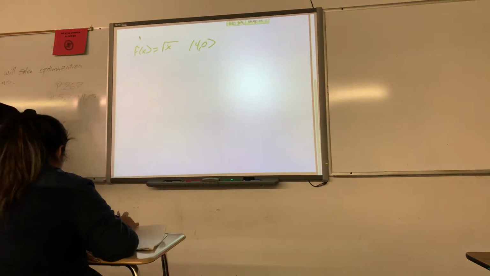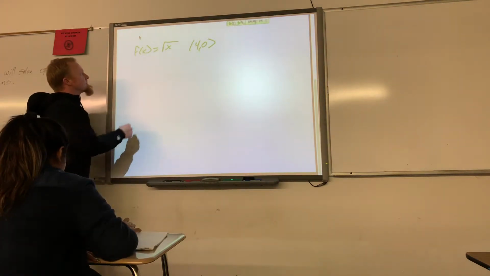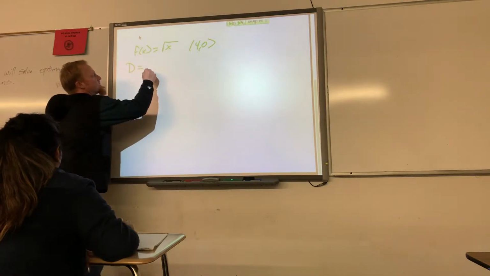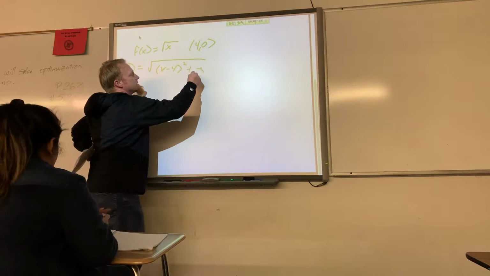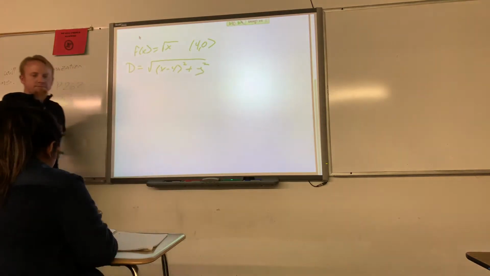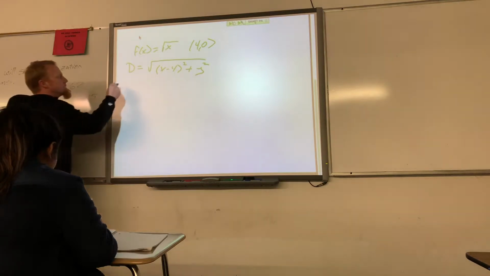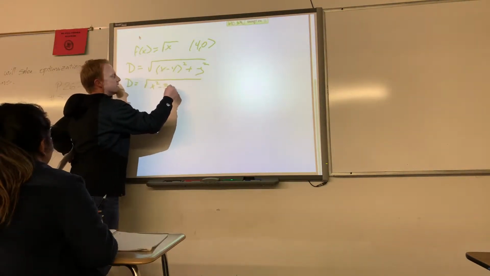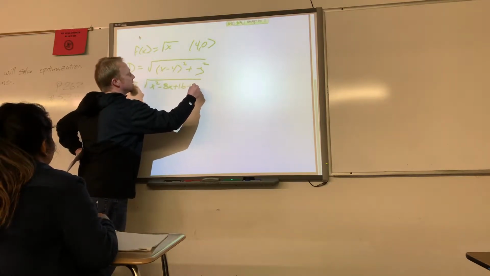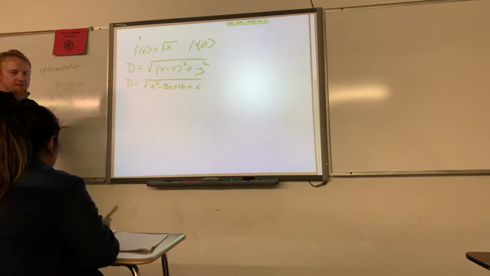Did you get started on it? Yeah. All right, what did you do first? Well, the primary function would be the distance formula. So I've got (x minus 4) squared plus y squared. Right. And then you plug in the y, because y is the square root of x. So x squared minus 8x plus 16 plus x. Okay, that's where I messed up.